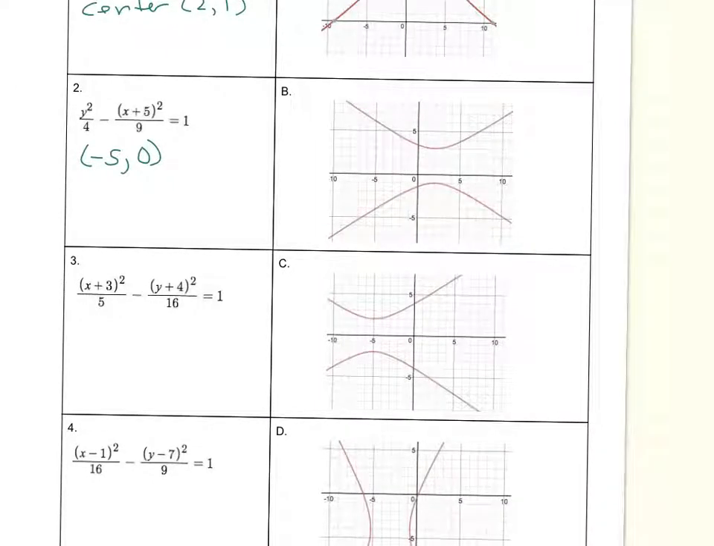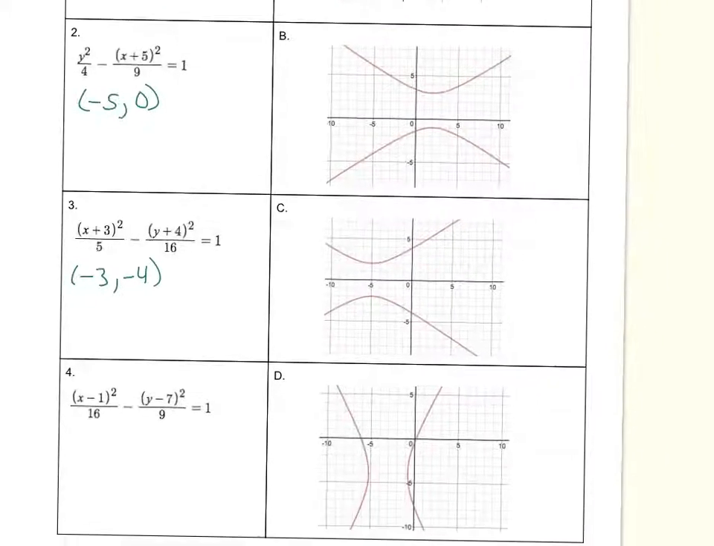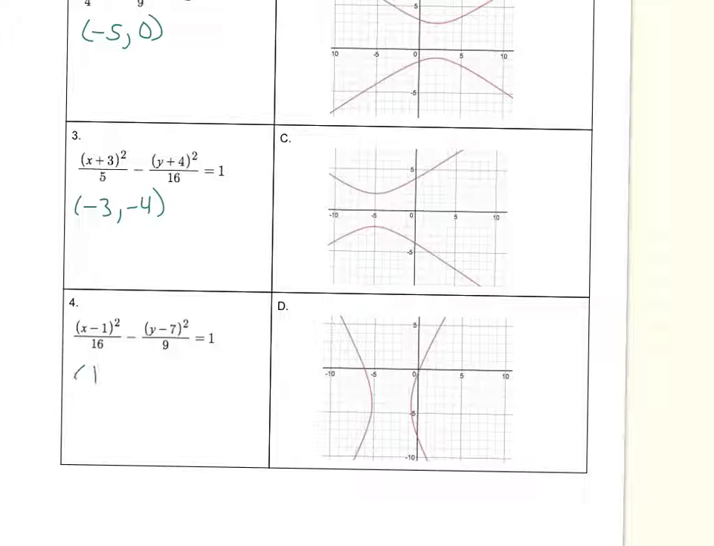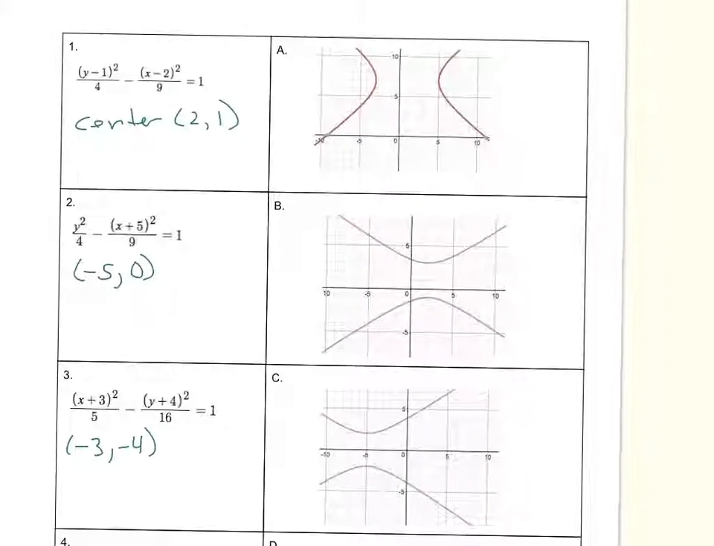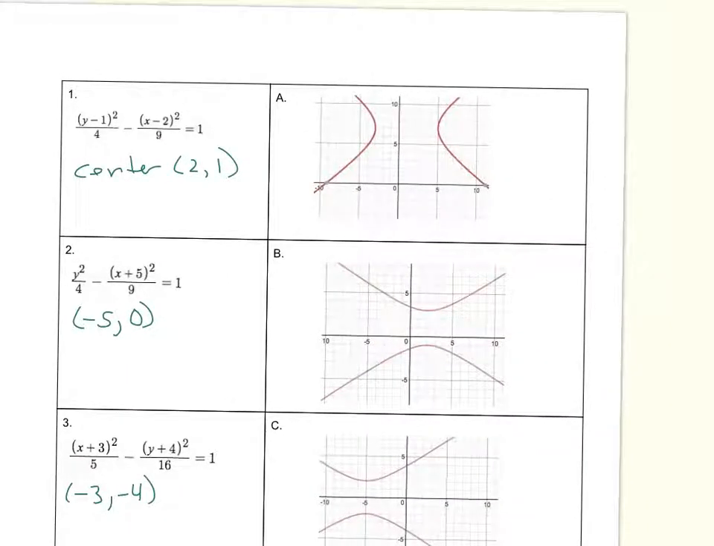The center of this one would be negative 3 and negative 4. The center of this one would be 1 and 7. So that itself should be a pretty good idea of which one is which. Let's also discuss which way it opens, left, right, or up, down. The way the hyperbola opens is determined by which variable comes first. So in this case, the y comes first.